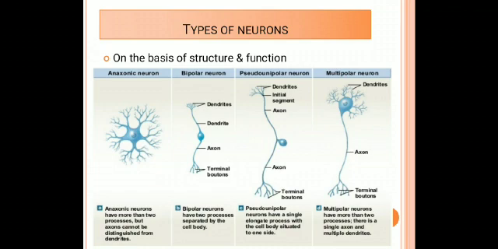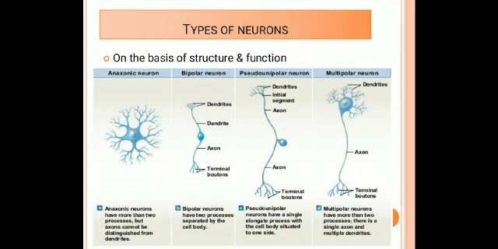First one, the anaxonic neuron. An means absent. Axon. The neuron with absence of a distinguishable axon is called the anaxonic neuron. It has more than two processes, but the axon cannot be distinguished from the dendrites. That is called the anaxonic neuron.